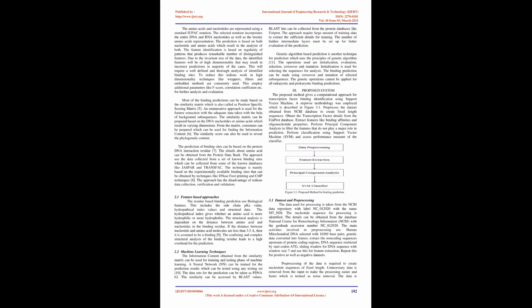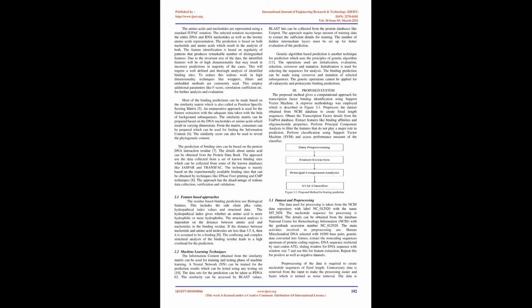Feature-based approaches. The residue-based binding prediction uses biological features. This includes the side chain pK value, hydropathical index values, and structural data. The hydropathical index tells whether an amino acid is more hydrophilic or more hydrophobic. The structural analysis is dependent on the distance between amino acid and nucleotides in the binding residue. If the distance between nucleotide and amino acid molecules is less than 3.5 Å, then it is assumed to be a binding [9]. The confusing and complex structural analysis of the binding residue leads to a high overhead for the prediction.